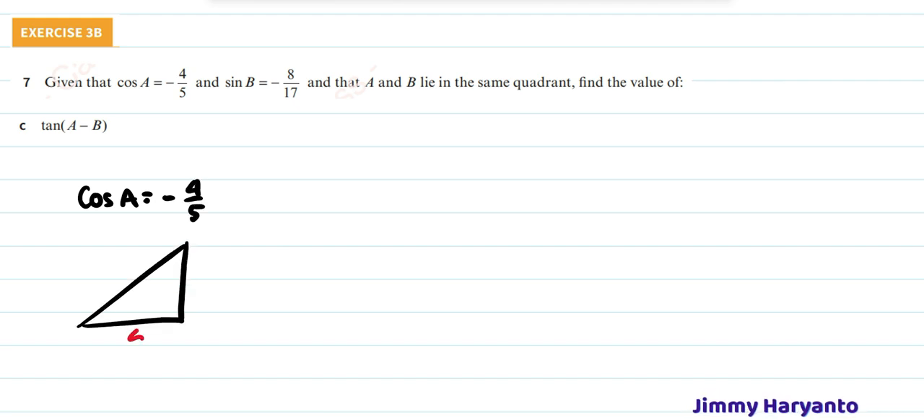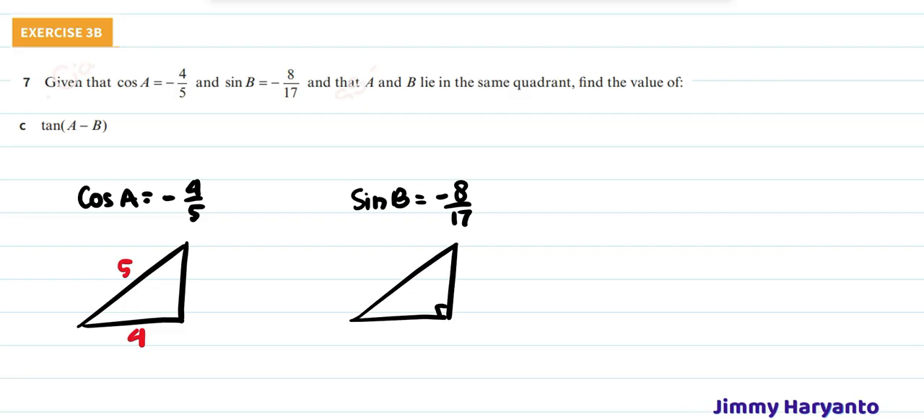Cosine means adjacent over hypotenuse. And then for the other side it will be sine B equals negative 8 over 17. The right triangle will be like this. This one is opposite over hypotenuse. Using the Pythagoras theorem, you will have 3 right here, and this one is 15.